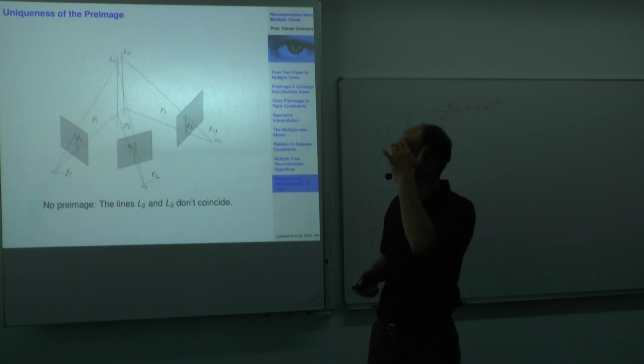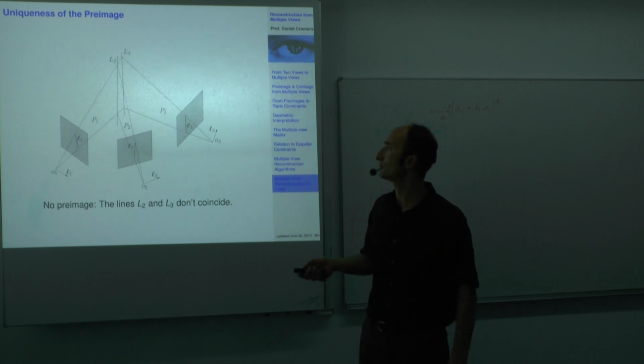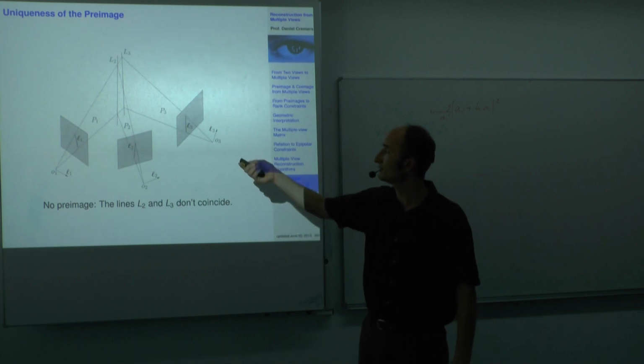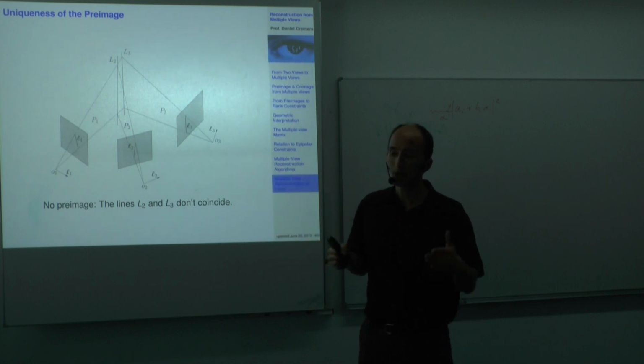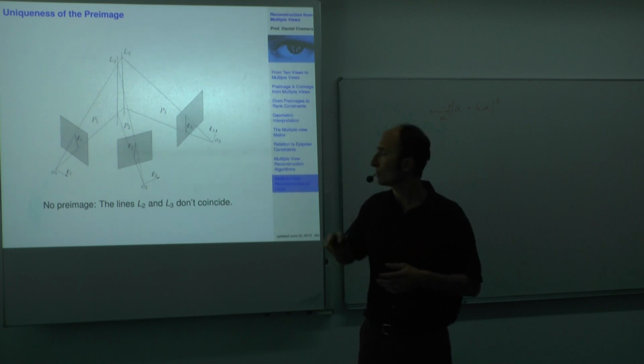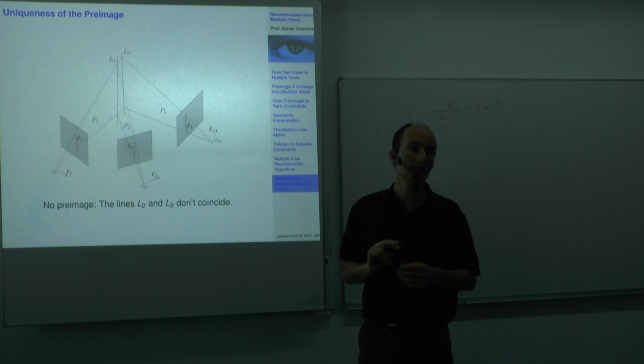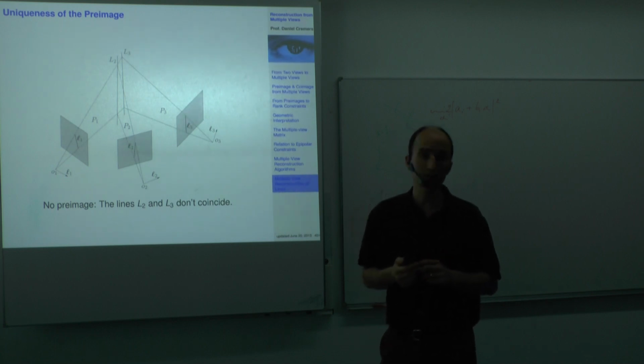Here are some examples of what can happen. Again, I mentioned these before. Once you observe three lines, just imposing that pairs of observations should be consistent is not sufficient. So only considering two images at any given time will not give me a consistent reconstruction.